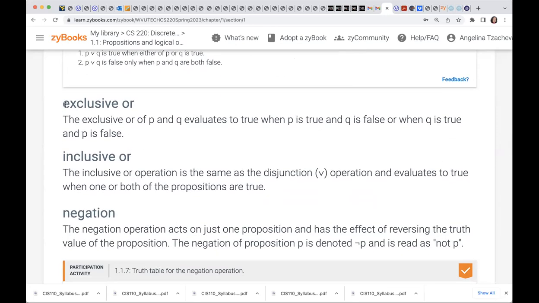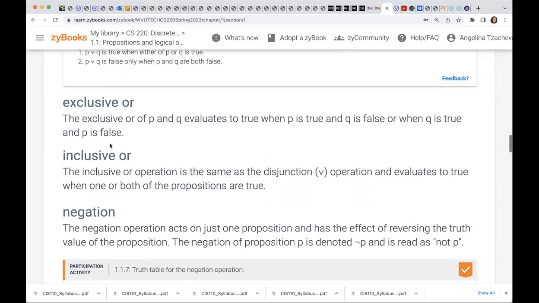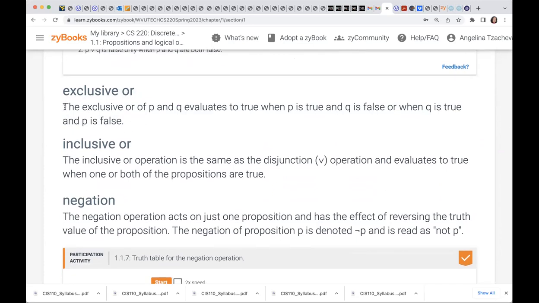So this exclusive OR has many applications, like I said, in encryption, in compression, and in error detection, and parity bits. So what is the exclusive OR? The exclusive OR of the two statements P and Q evaluates to true when P is true and Q is false, or when Q is true and P is false.